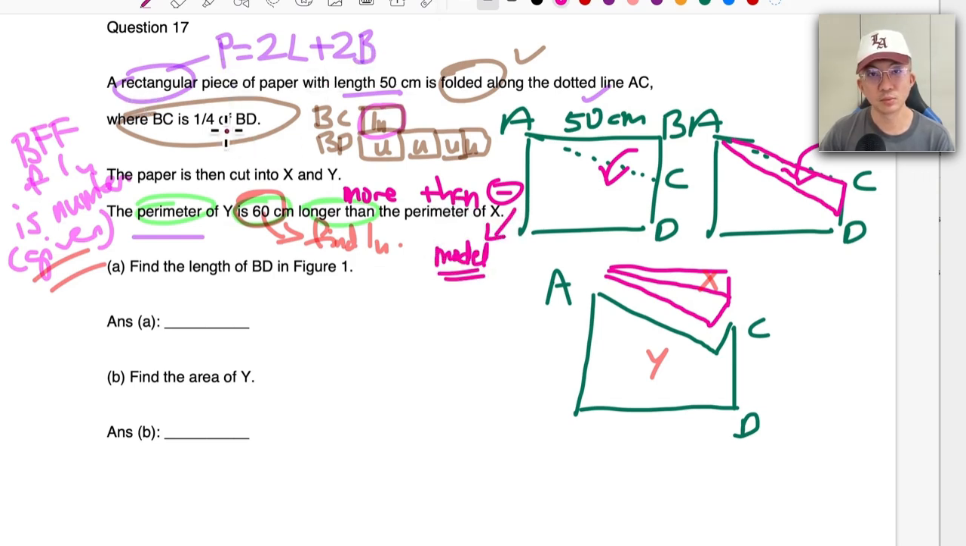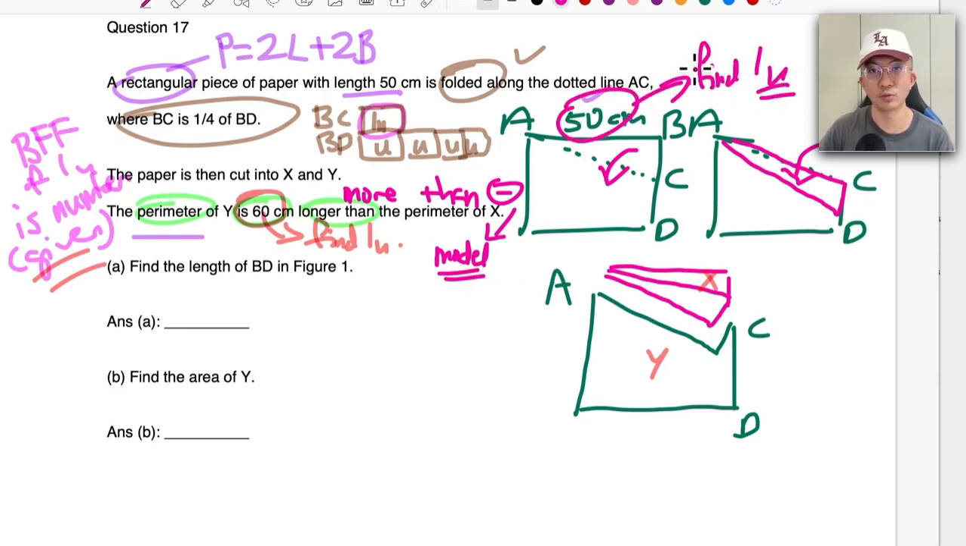Perimeter is given. When you see 1/4, you know that it's units. BC is 1U, BD is 4U. And when you see units, BFF or best friend forever of units is number. And the number is given. And so this is the number. And then when there's longer, it's more than, meaning model method. So actually there's a lot of information being given inside here. And in fact, this one can also help you to find 1U.